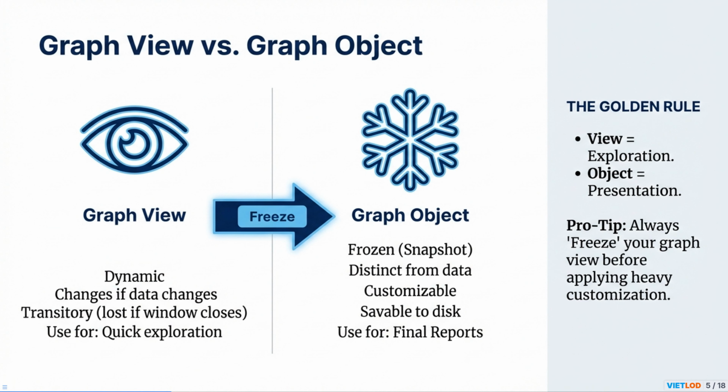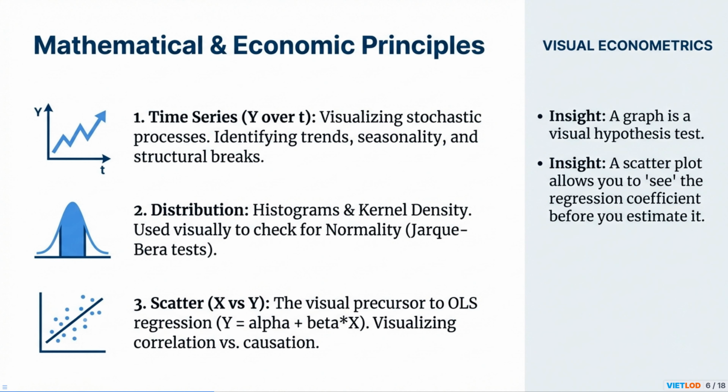The golden rule is simple. View is for exploration. Object is for presentation. Objects are customizable, savable, and what you will use in your final reports. A pro tip is to always freeze your graph view into an object before you spend a lot of time on detailed customization. This prevents losing your work if you accidentally close the view window.